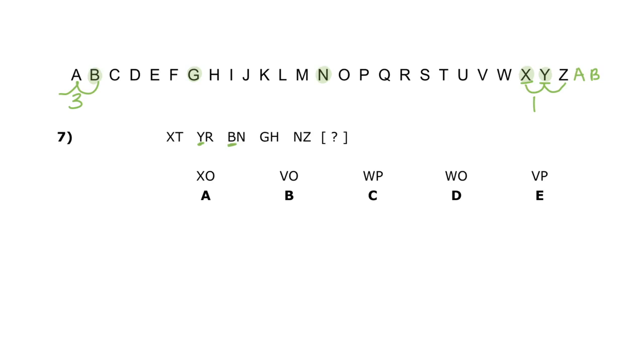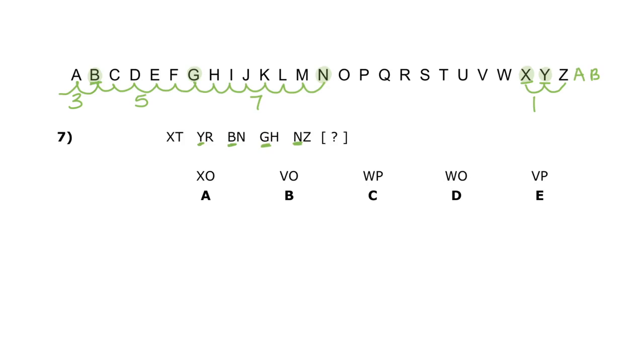From the first letter in the third pair, B, to the first letter in the fourth pair, G, is a jump forwards of 1, 2, 3, 4, 5 places. From G, the first letter in the fourth pair, to N, the first letter in the fifth pair, is a jump forwards of 1, 2, 3, 4, 5, 6, 7 places.